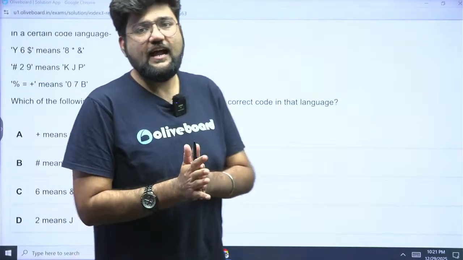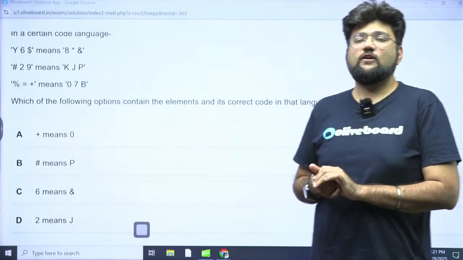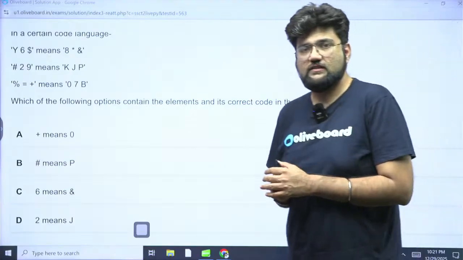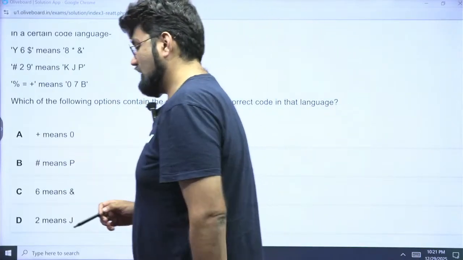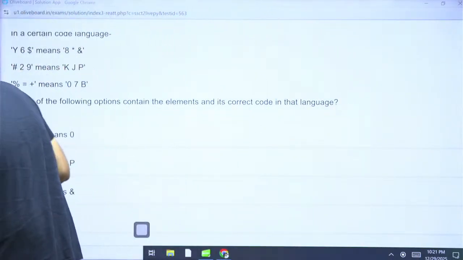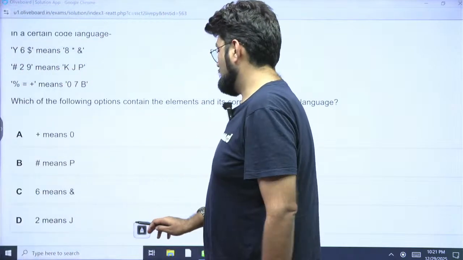The SSC CGL Tier 2 live mock was conducted on the Oliveboard platform, and I'm here to discuss the logical reasoning section with you in detail. So let's quickly start without wasting any single minute. So this is the very first question.